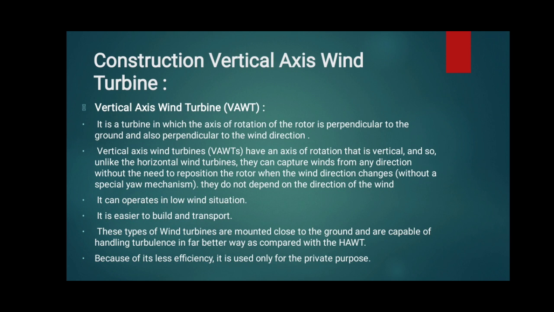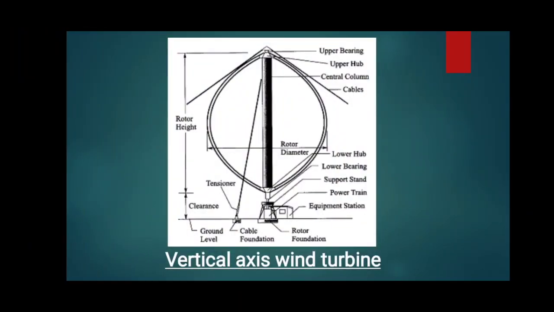These types of wind turbines are mounted close to the ground and are capable of handling turbulence in a far better way as compared with the horizontal axis wind turbine. Because of its less efficiency, it is used only for the private purpose. This is the diagram of vertical axis wind turbine.